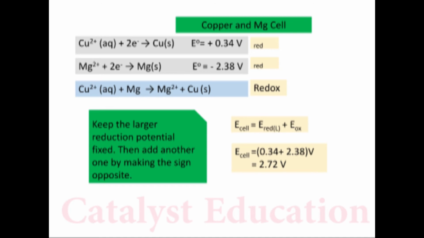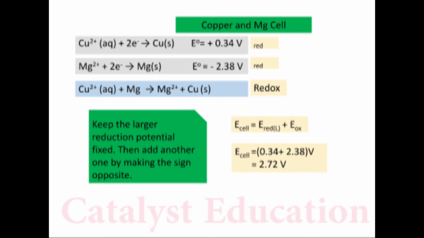For calculations of the cell potential, keep the larger reduction potential fixed. Then add the other one by making the sign opposite. Positive 0.34 is larger, so it is kept constant. Then negative 2.38 volt is converted to oxidation potential by changing the sign.